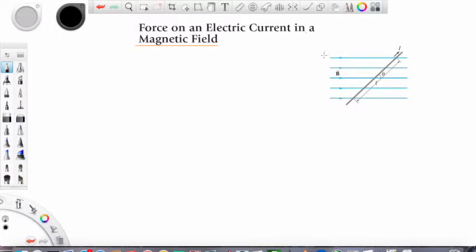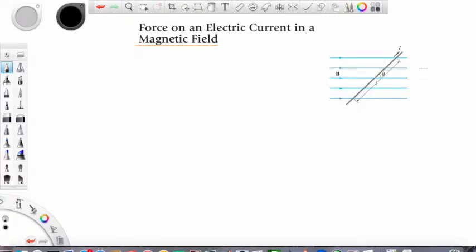Why magnetic fields are so useful is their ability to exert forces on electric charges that are moving. So stationary electric charges don't see the magnetic field, but as soon as the charge starts moving, there will be a force on it. And one example of charge moving is of course electric current.